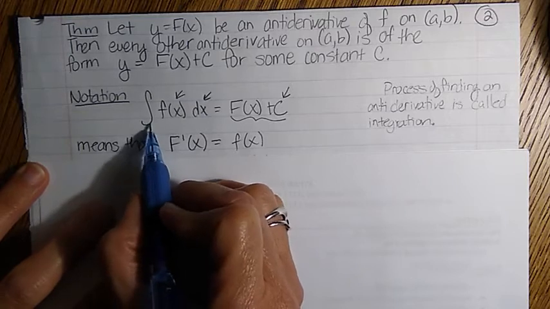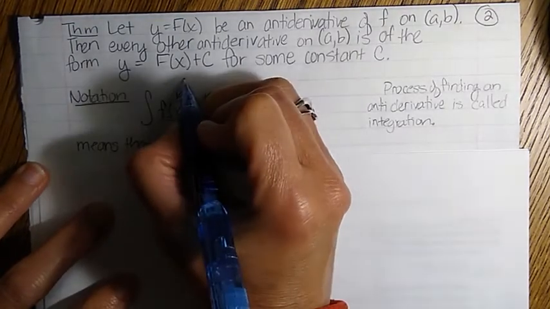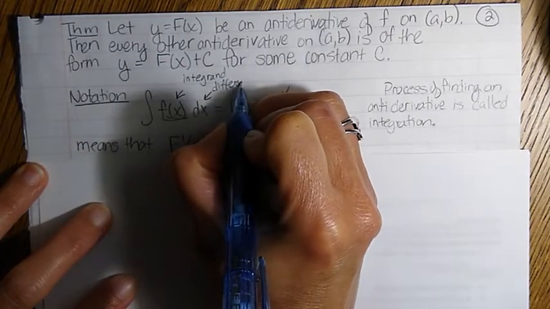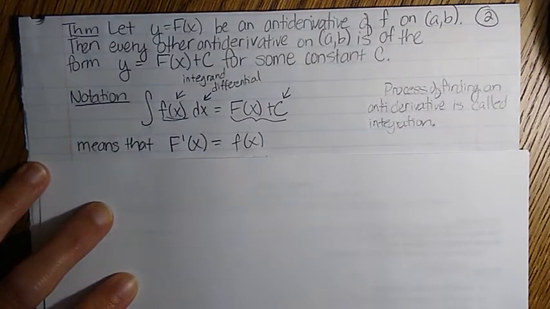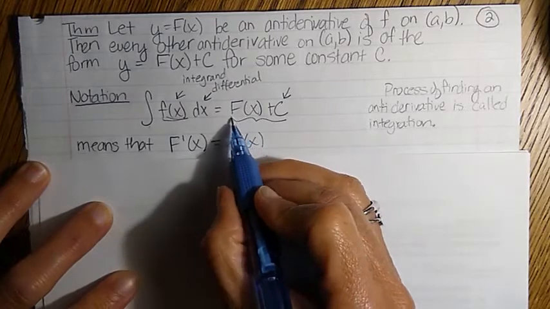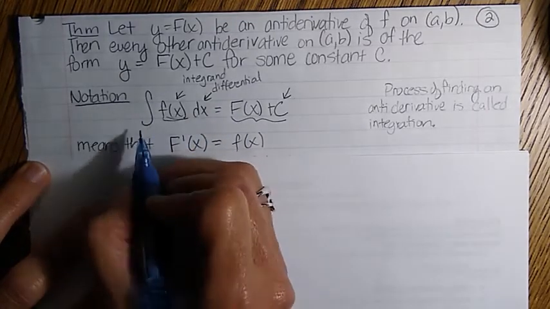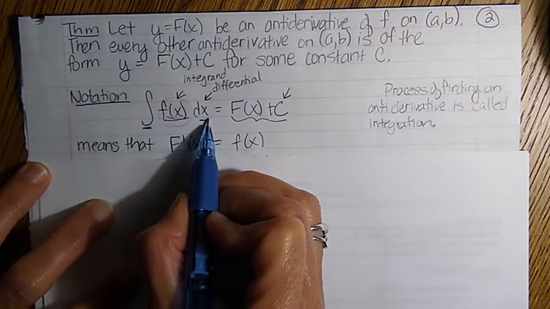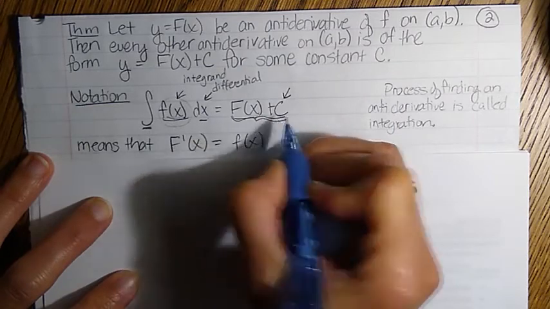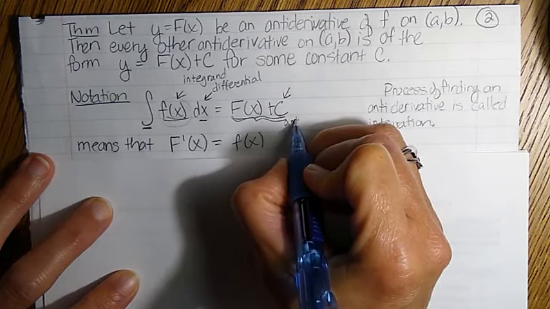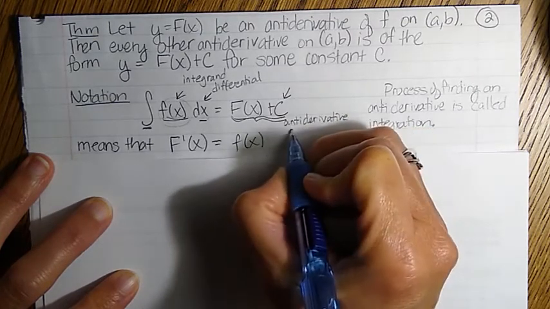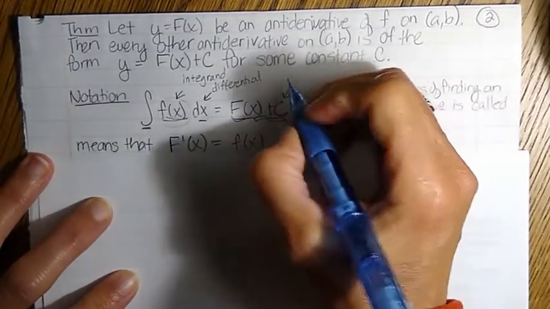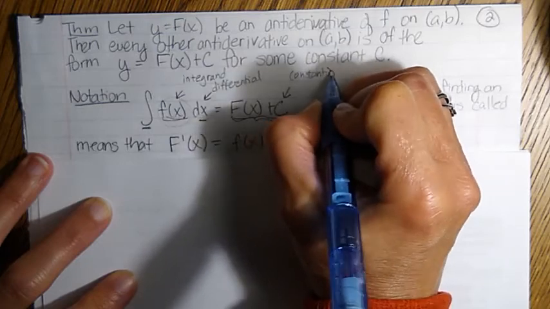But in this notation, this is the integral symbol. This function that we're finding the antiderivative of is called the integrand. dx is the differential. It kind of tells us what variable we're integrating with respect to, or we're finding the antiderivative with respect to. These two pieces go together, and the integrand sits in the middle of them. So these two pieces form the notation that says, hey, we're finding an antiderivative. This whole thing is the antiderivative, or the indefinite integral. And the capital C is referred to as the constant of integration.